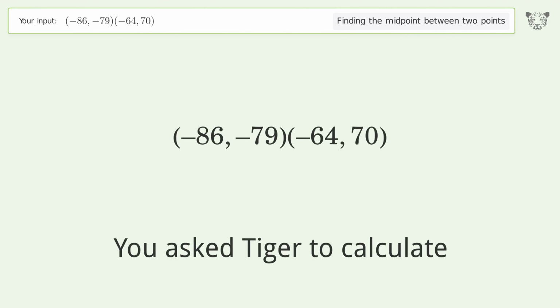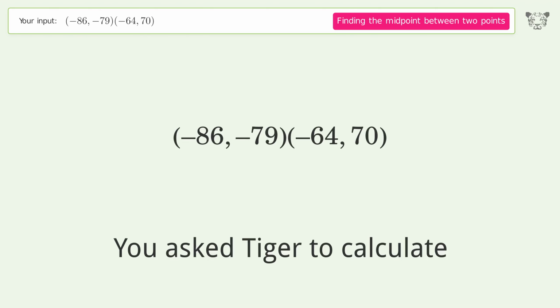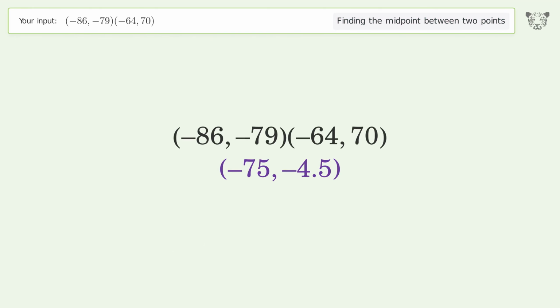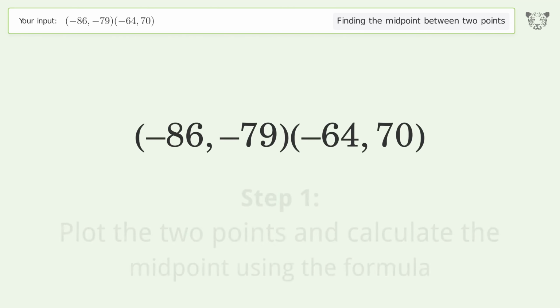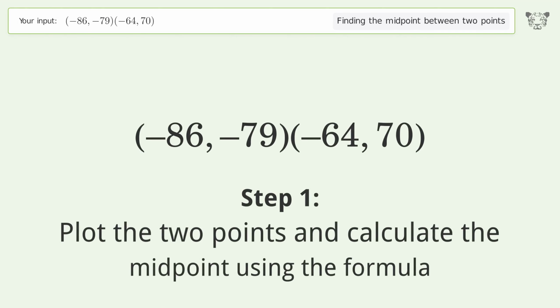You ask Tiger to calculate. This deals with finding the midpoint between 2 points. The midpoint between the 2 points is -75, -4.5. Let's solve it step by step. Plot the 2 points and calculate the midpoint using the formula.